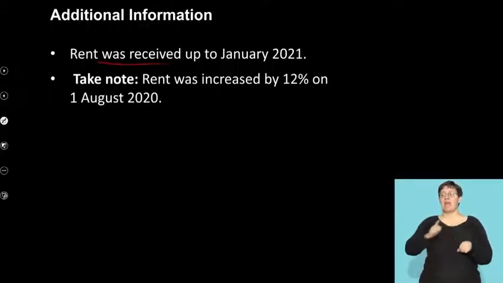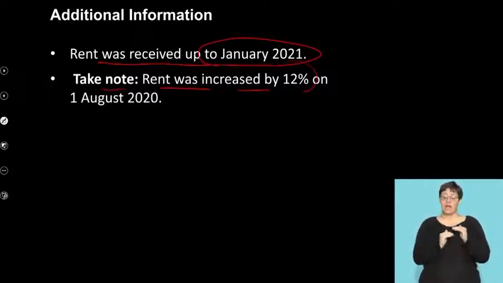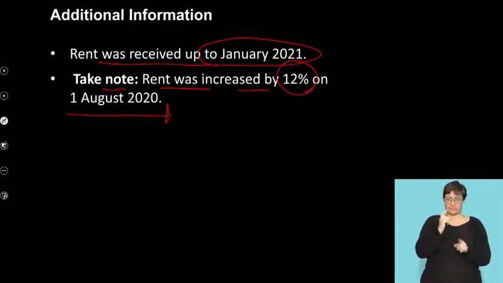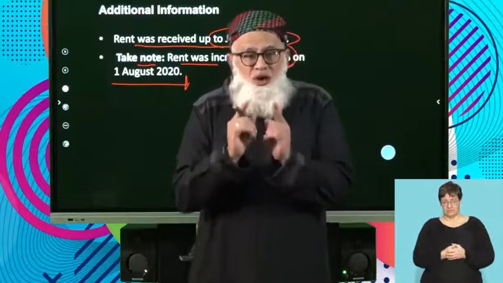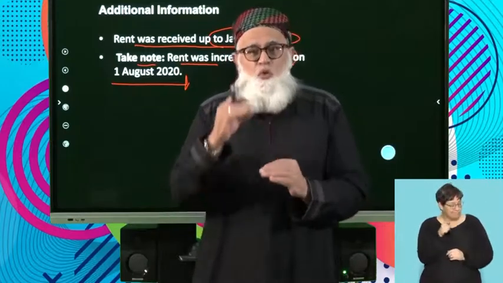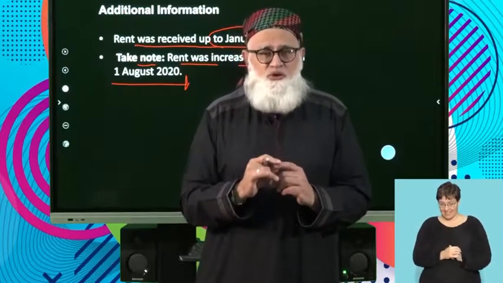Rent was received up to January 2021. Take note, the rent was increased by 12% on the 1st of August 2020. Right, this is when the percentage increase in rental is given to you. Let's watch how we go about doing this calculation. Very important. Once you master it, piece of cake, chocolate cake, so you know what's our favorite.